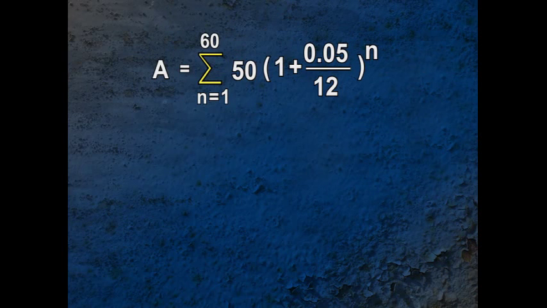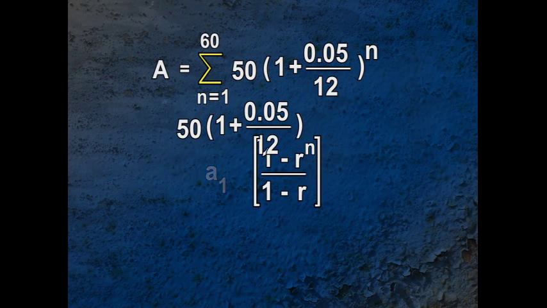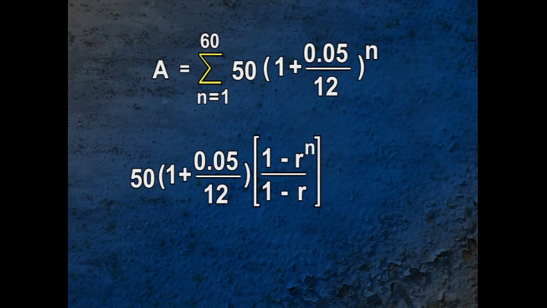And we can write that sequence like this: the summation, as n runs from 1 to 60, of 50 times (1 plus 5/100ths over 12) to the n power, where n now is our counting mechanism. Our formula for figuring the sum in this situation is this. Now, a sub 1 is the first item in the sequence, and it is found by replacing n with 1. So a sub 1 becomes simply 50 times 1 plus 5/100ths over 12.